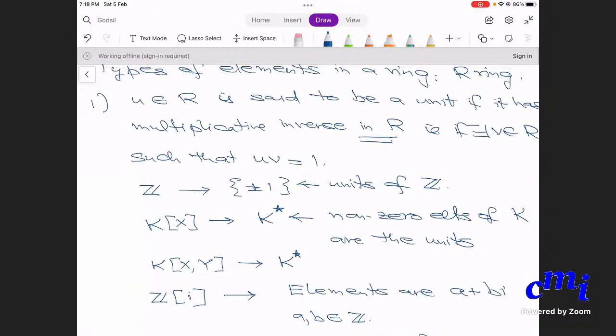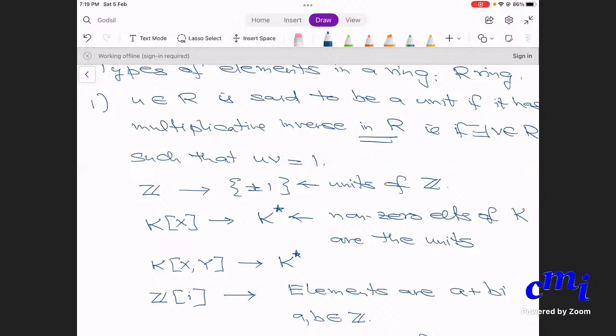Unit means something which has a multiplicative inverse in that ring, right? You should not get confused. For example, 3 is not a unit in Z, although 3 has a multiplicative inverse. In Q, which is a larger ring, 3 has a multiplicative inverse. 3 does not have a multiplicative inverse in Z. So 3 is not a unit of Z. But 3 is a unit of the ring Q, right? So whether it is a unit or not depends on which ring you are considering.